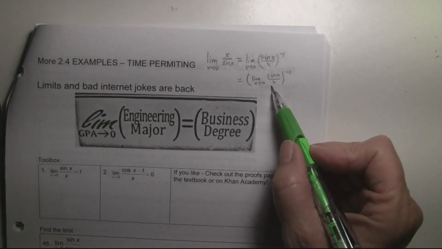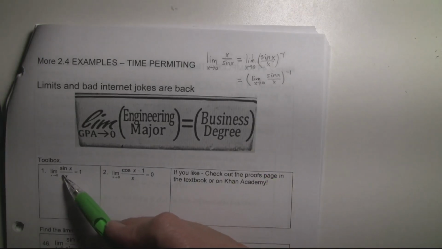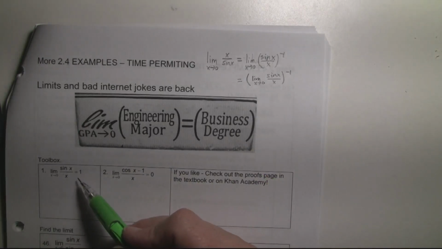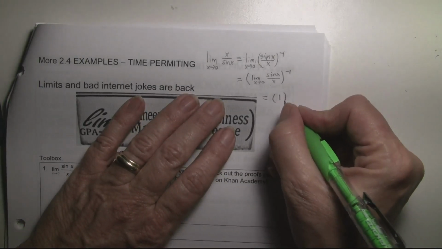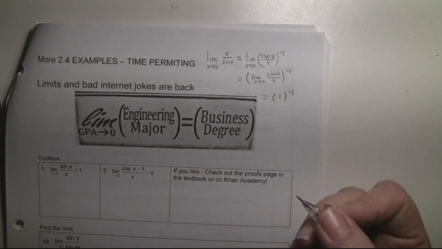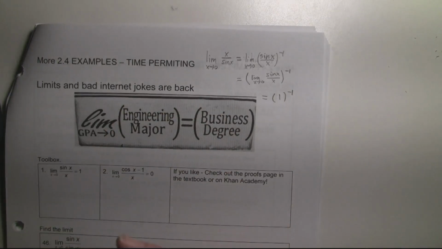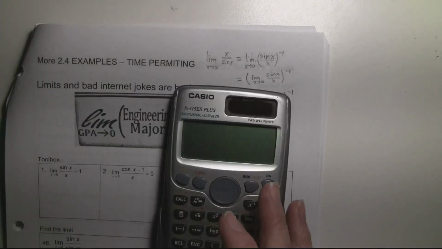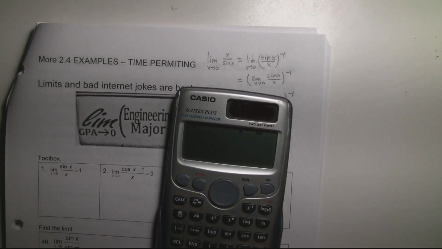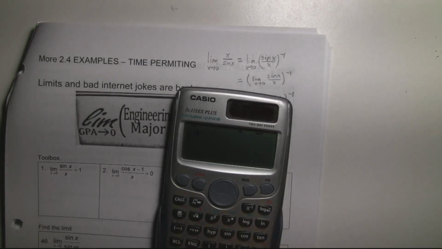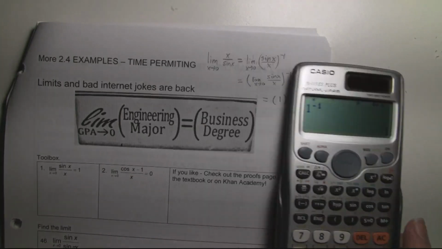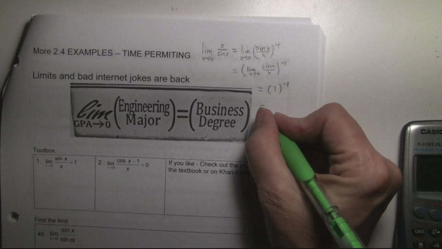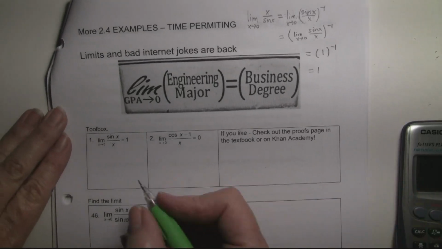And then good news, that is what this is right here, and that's equal to 1. So this is equal to 1 raised to the negative 1. And 1 raised to the negative 1, you can do it on your calculator if you don't believe me, but it's equal to 1. So this is equal to 1. And we're going to need that one too.